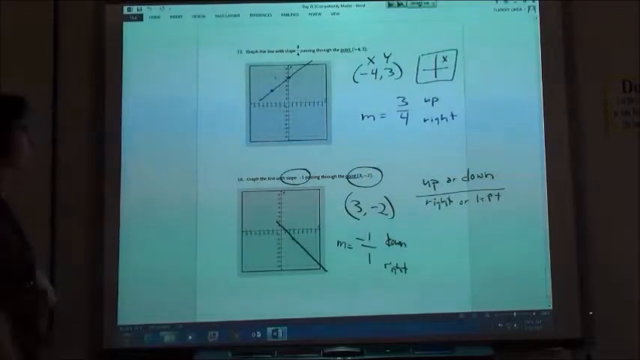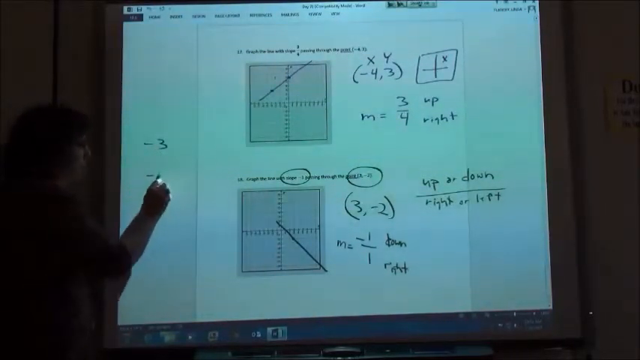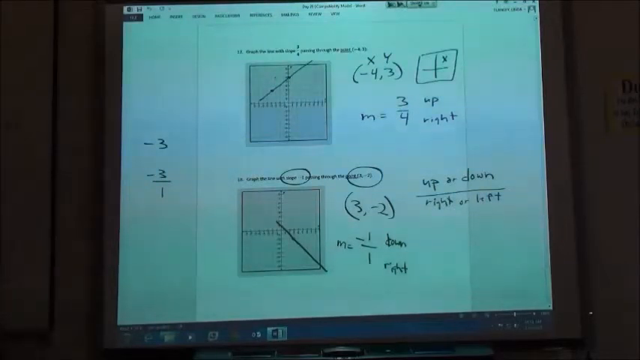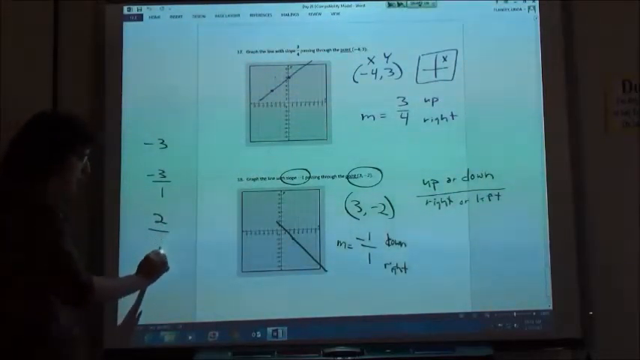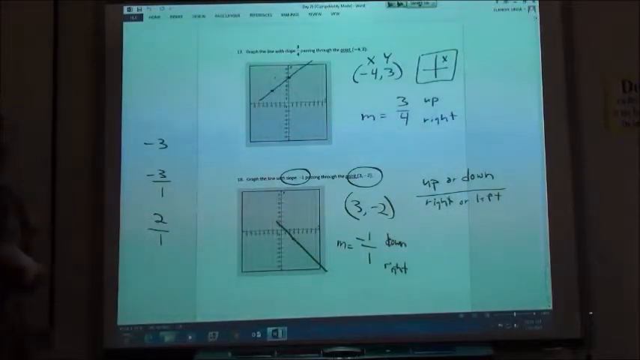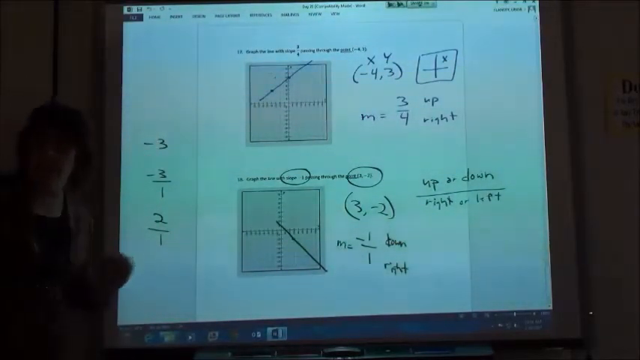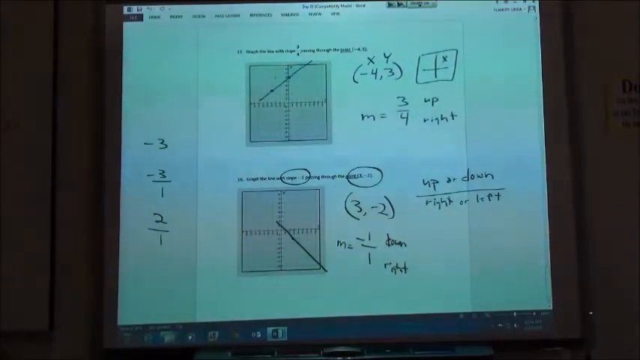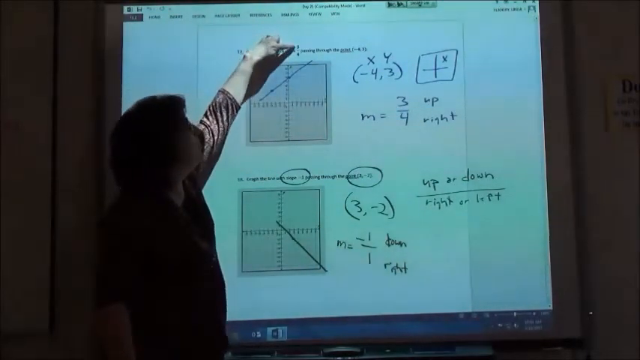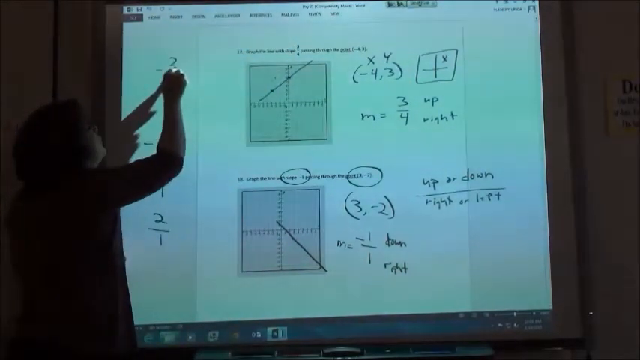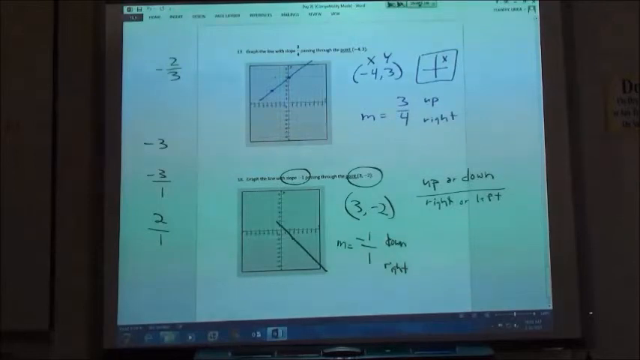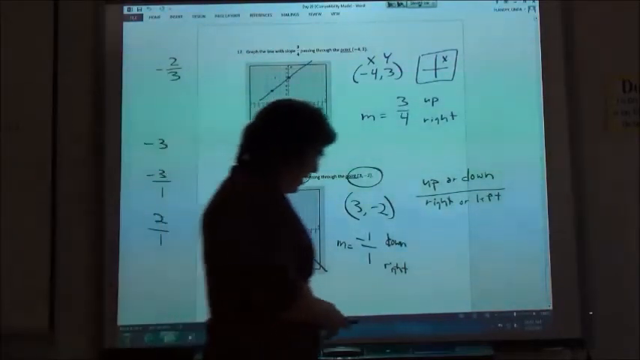So if my slope was -3, we went down 3 and over 1. If my slope was +2, we go up 2 and over 1. So we just count it out, but if it's a whole number, we just put it over 1, and I go to the right one if it's a whole number. Otherwise, I follow this, 3/4. Now what happens if I had -2/3? What do you suppose I have to do? Down 2 and to the right 3. Yep, exactly.